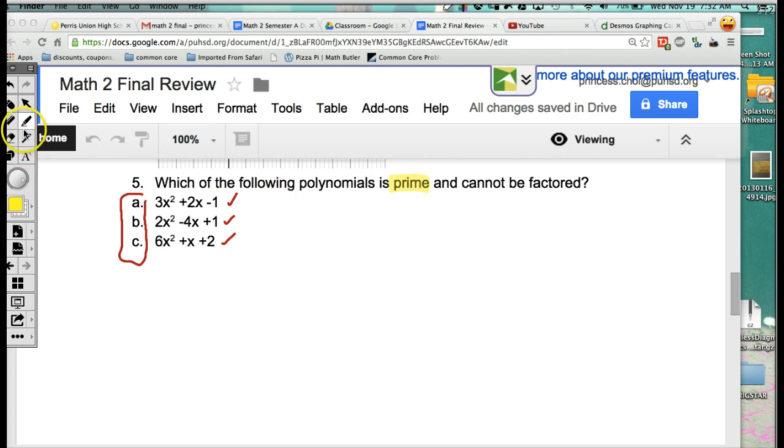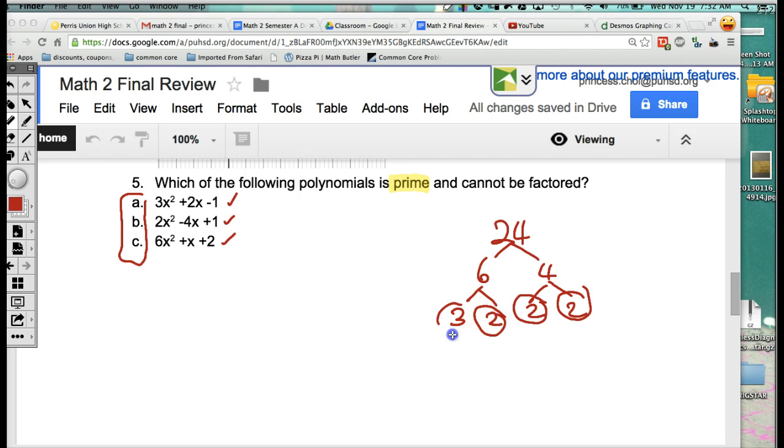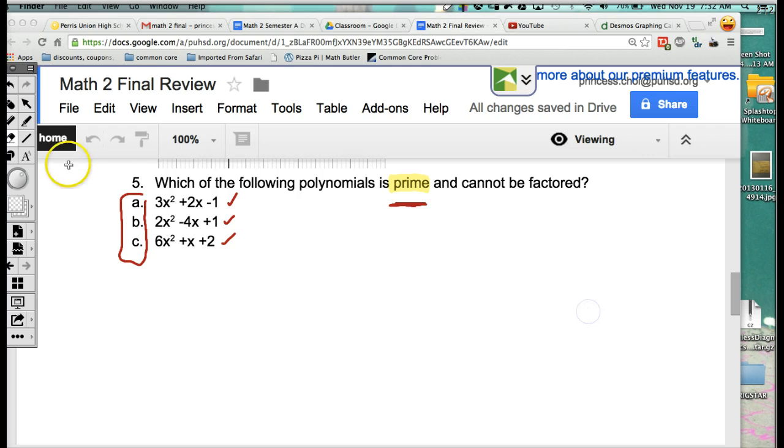We talk about prime factorization and whatnot. When we factor numbers like 24, we say this is 6 times 4, 4 is 2 times 2, and 2 is a prime number because we can't factor it any longer. 6 is 3 times 2, and 2 and 3 are prime numbers because we can't factor any further. That's the same thing they're asking you. Which equation is prime and cannot be factored? If you really think about it, that means when you do the big X, can you factor them or not? So let's try A.